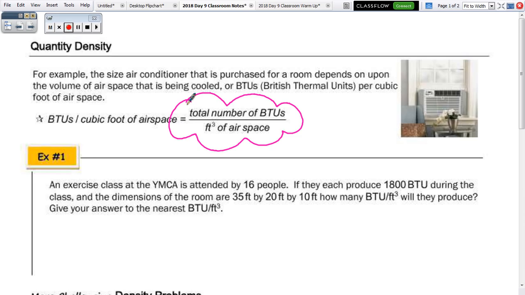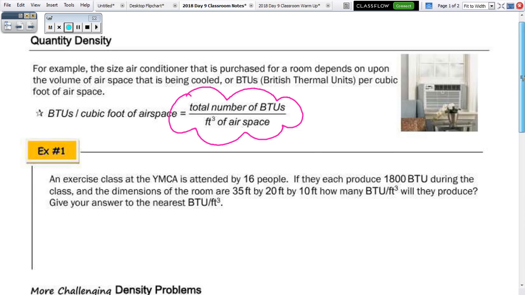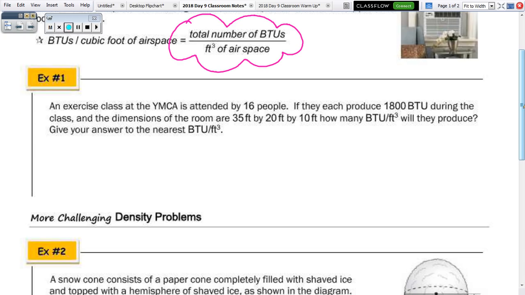So number one, an exercise class at the YMCA is attended by 16 people. They each produce 1,800 BTUs during class, and the dimensions of the room are 35 feet by 20 feet by 10 feet. How many BTUs per cubic foot will they produce? Give your answer to the nearest BTU per cubic foot. And they tell you what they need. So even if you didn't know what a BTU was, they tell you they want the ratio of the number of BTUs per cubic foot.